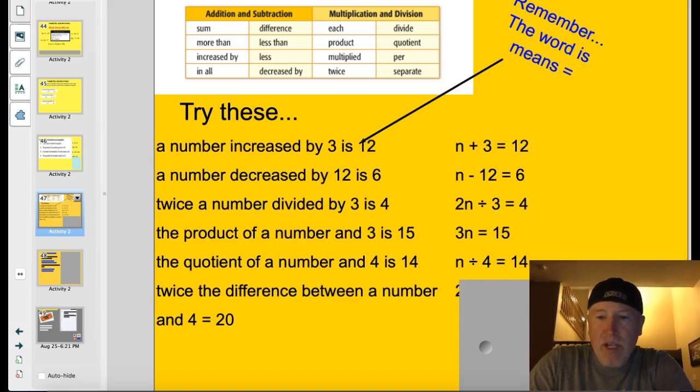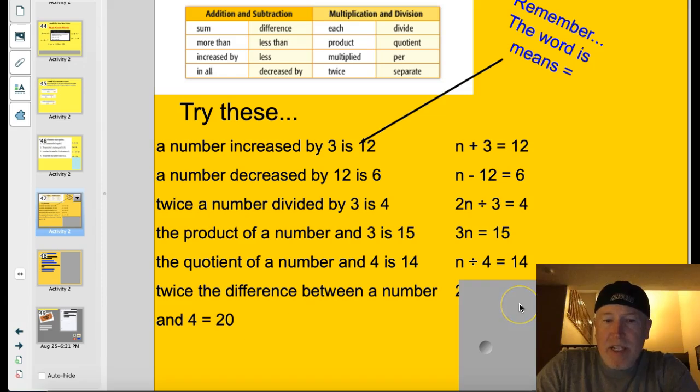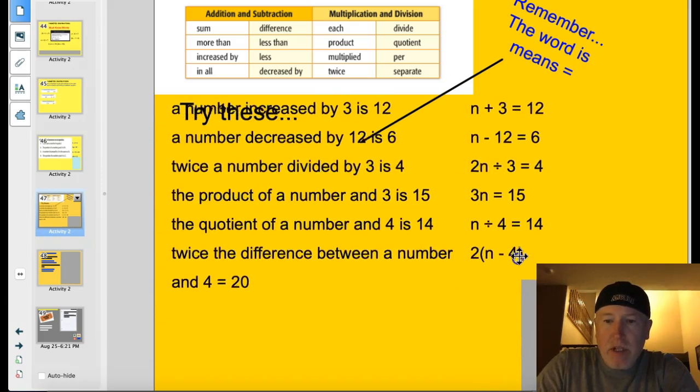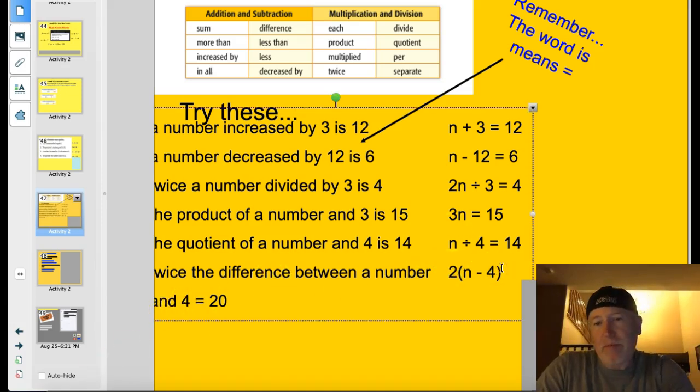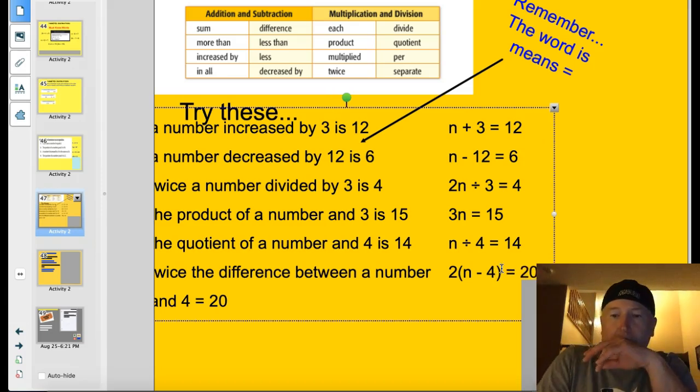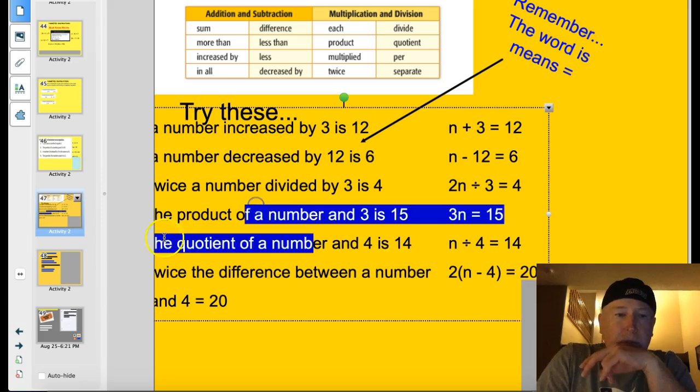Sorry, I'm going to have to go over to the side here. Twice the difference between a number and 4 is 20. Here's that set of parentheses. And here it is, down here. Equals 20. Sorry. All right. Very good. Another slide.